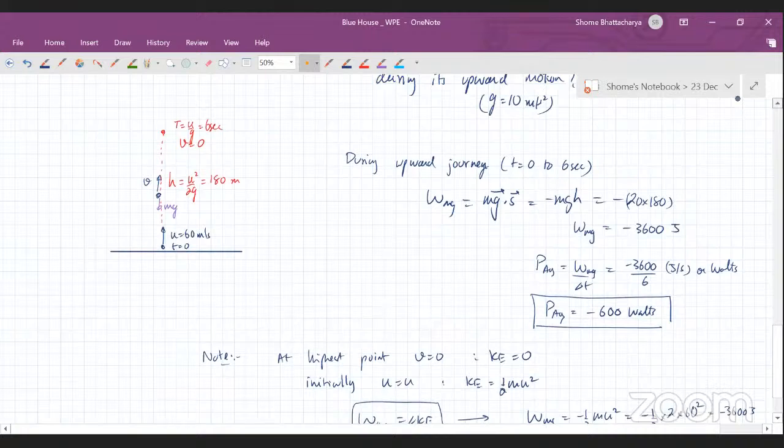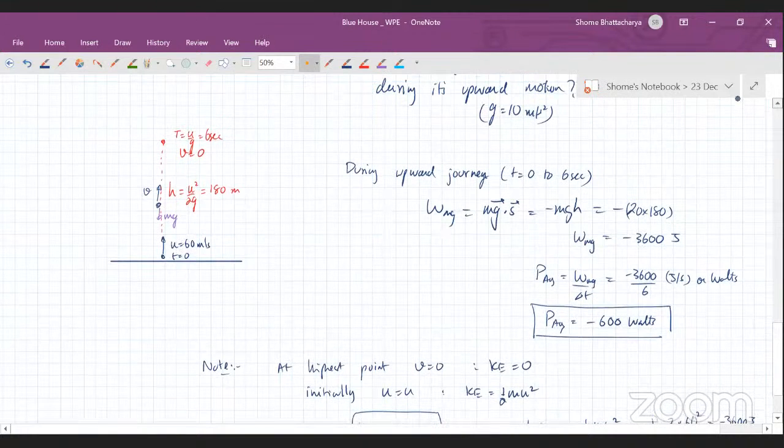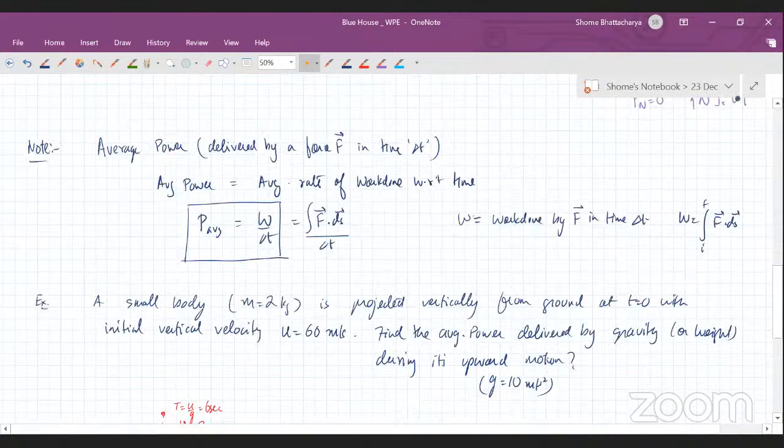So this is the concept of average power. Okay, Durgesh, done with this? Okay.